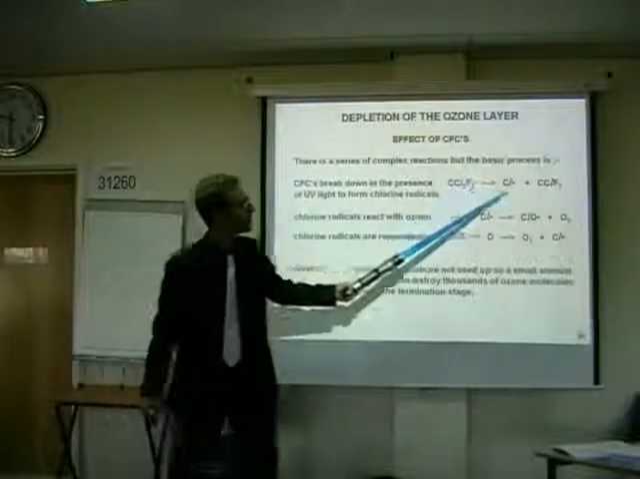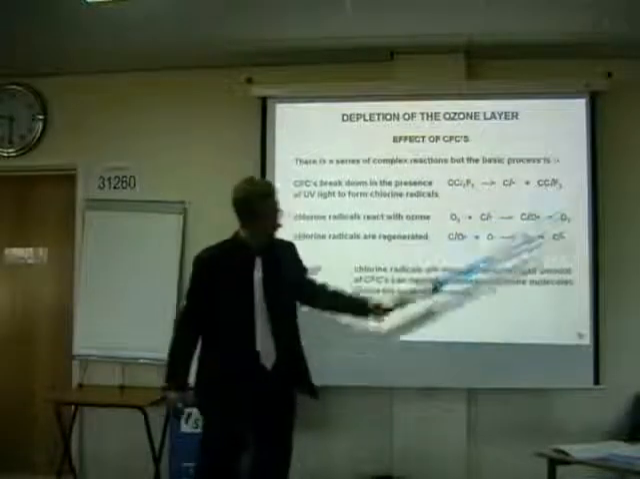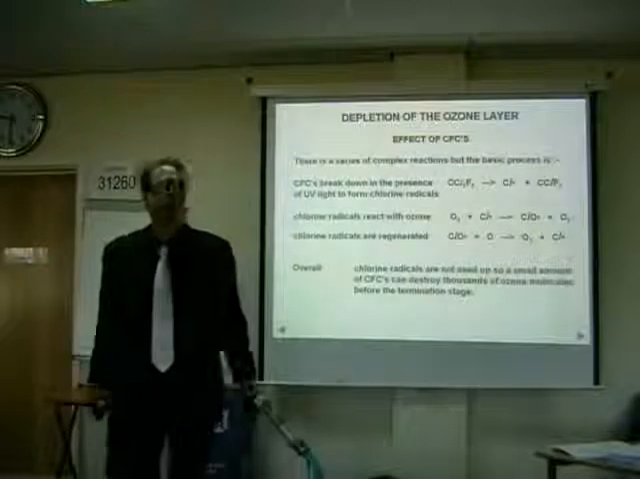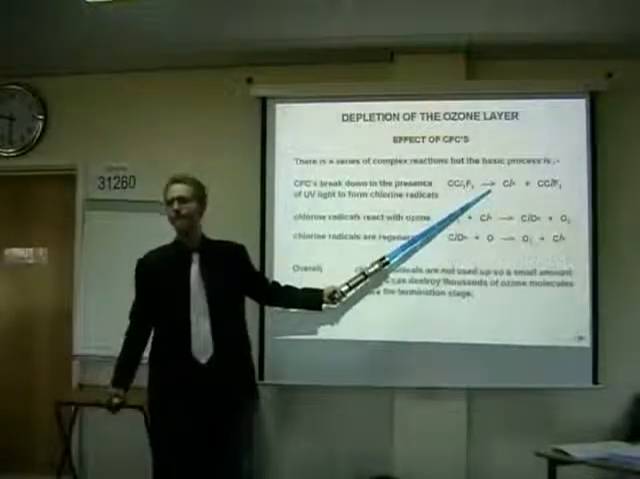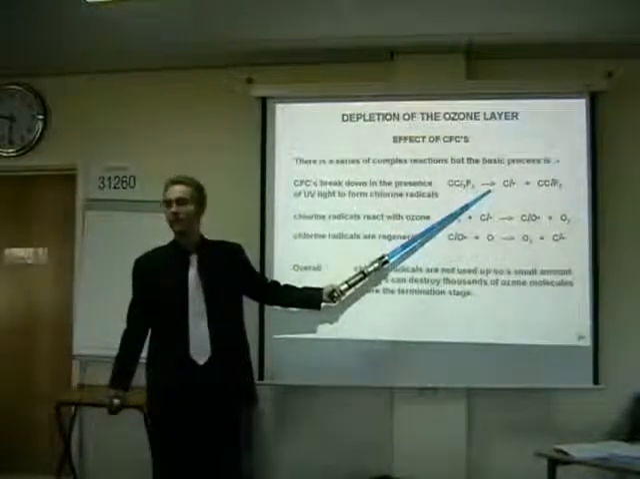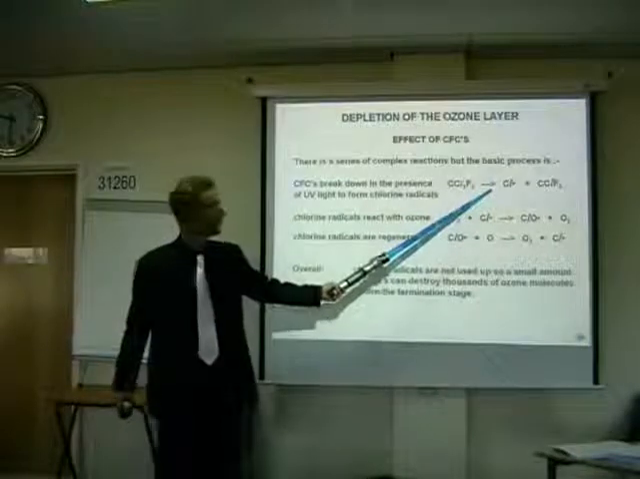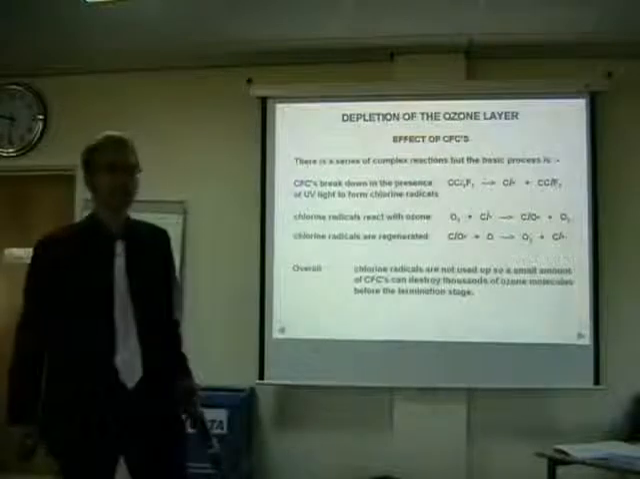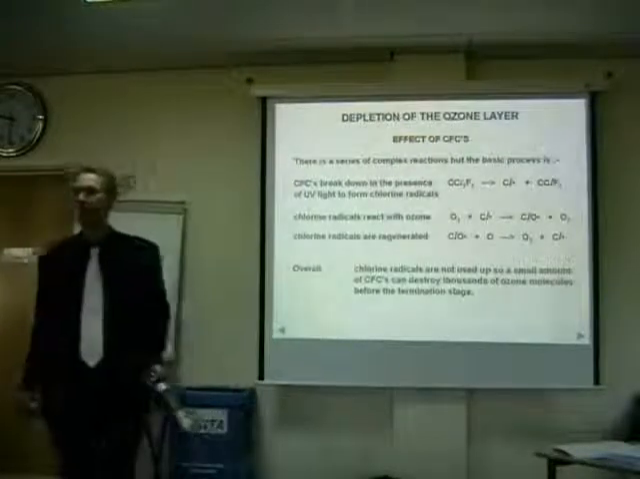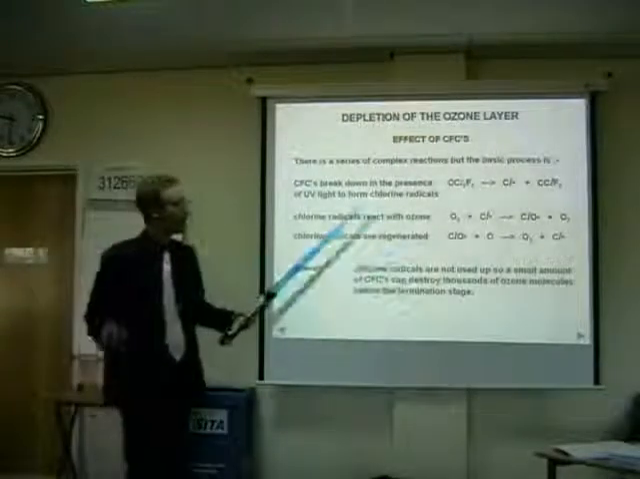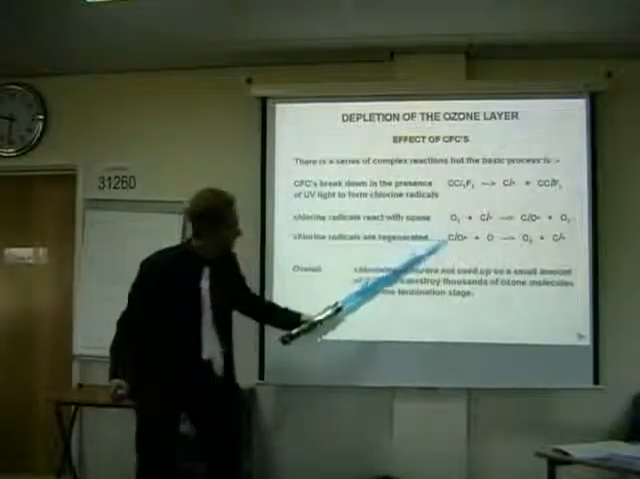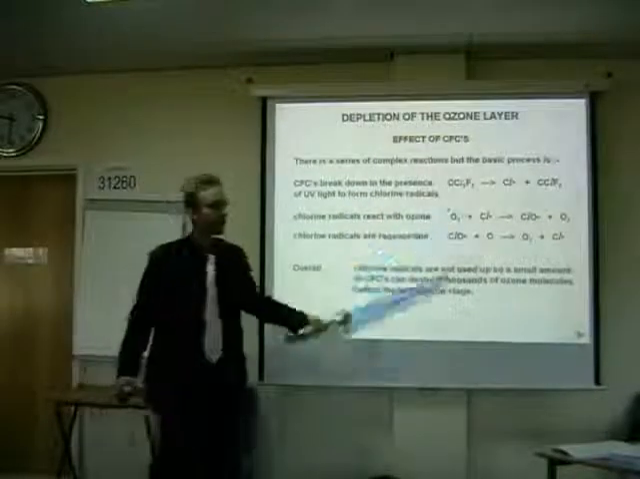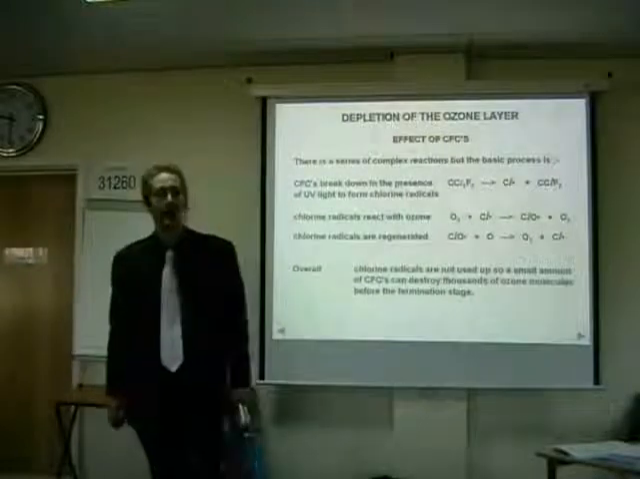CCl2F2 goes to Cl dot plus CClF2 dot. What type of step's that? Initiation. A molecule goes to two radicals. We get an initiation step. Now, here's the bit that was asked for last summer. Here's the bit that we got a total of like 17% of the marks available.